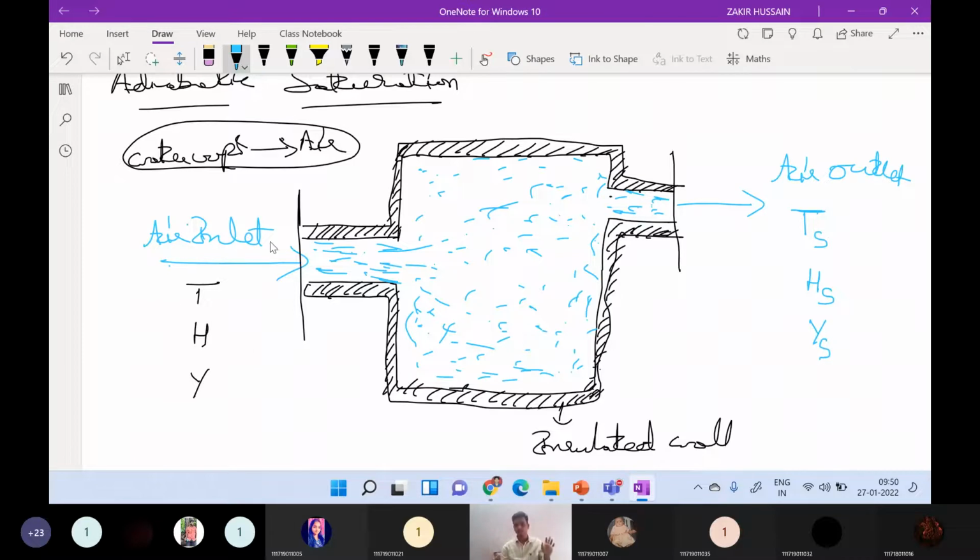So these are the initial conditions before the air gets inside, and after getting inside, they will be the same as the outlet conditions. The air outlet will be at the adiabatic saturation temperature Ts and adiabatic saturation humidity Hs, and the saturation mole fraction of water vapor in the gas is Ys. Then what happens inside? We have to add water vapor to the surrounding air.